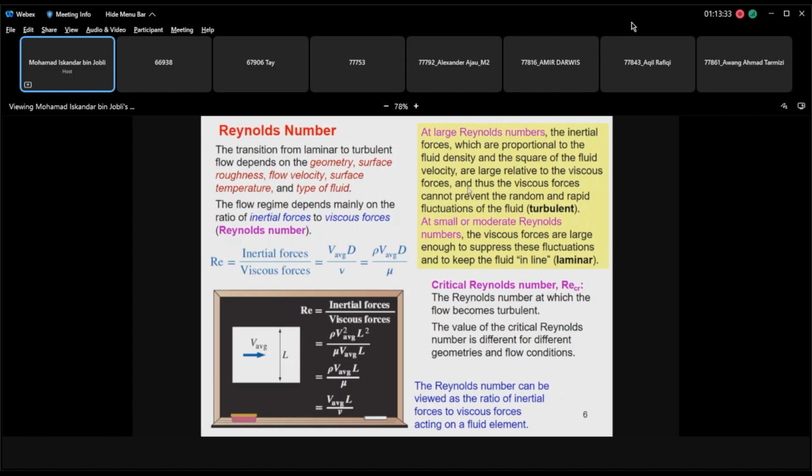At large Reynolds number, the inertial forces, which are proportional to the fluid density and the velocity squared, mean the viscous forces cannot prevent the random rapid fluctuations. I can read this, but most importantly, the Reynolds number is given by this. The critical Reynolds number is the point where it changes to turbulent, and this value differs for different geometry, roughness, velocity, temperature, as well as type of fluid. So that's it about Reynolds number.